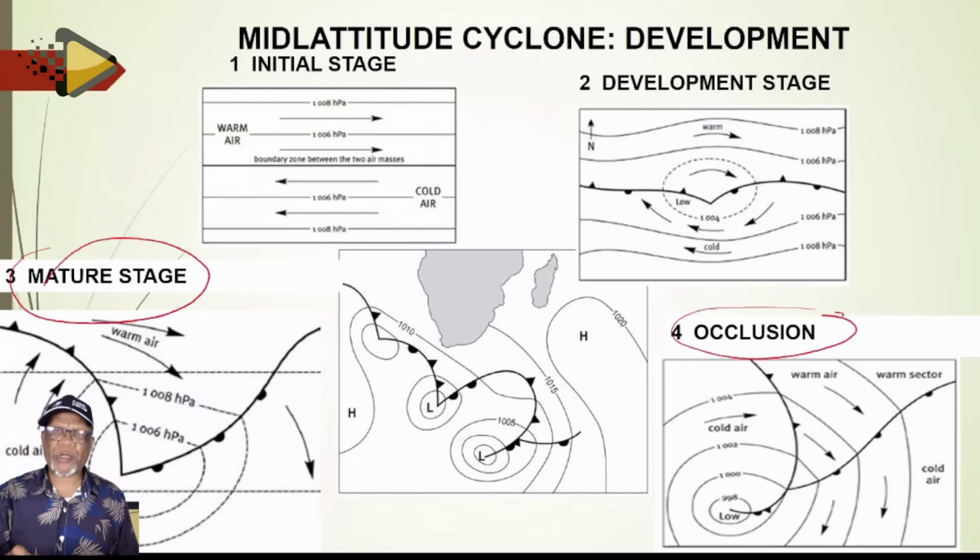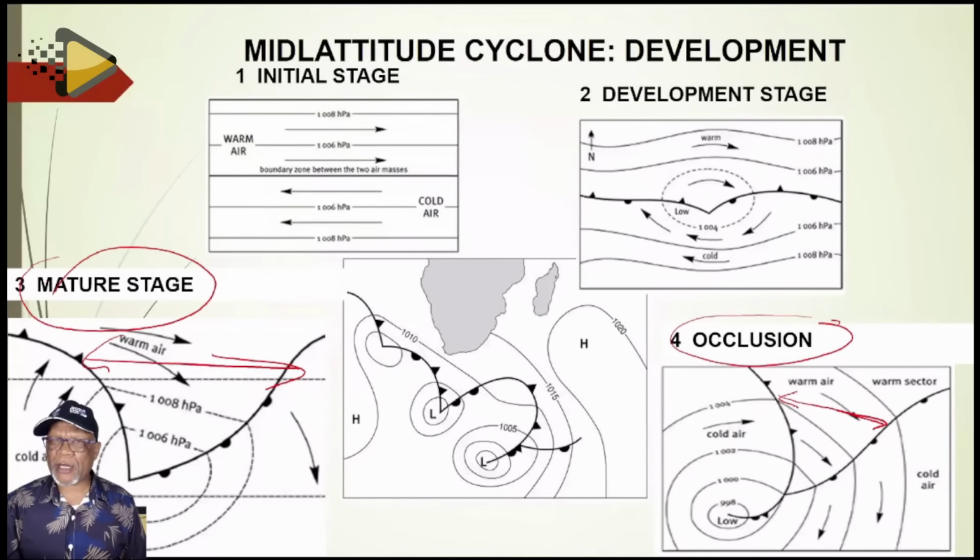What do you see with the mature stage? The warm sector. This is the warm sector. It is wider. The warm sector is wider in a mature stage, and when you look at the occlusion stage, the warm sector is narrower. Now, you have to find the reason. Why is the warm sector narrower in the occlusion stage? So now you have to go back to your definition. What is occlusion, or how does occlusion develop?